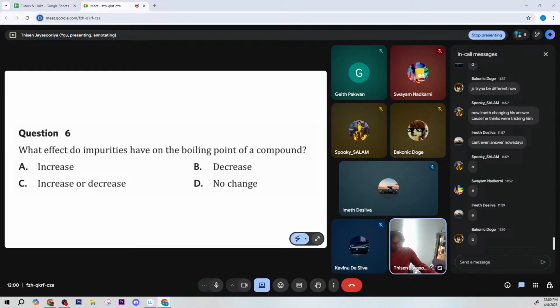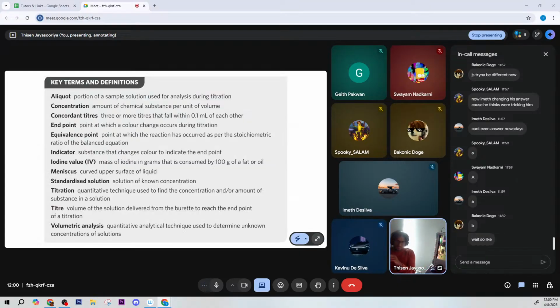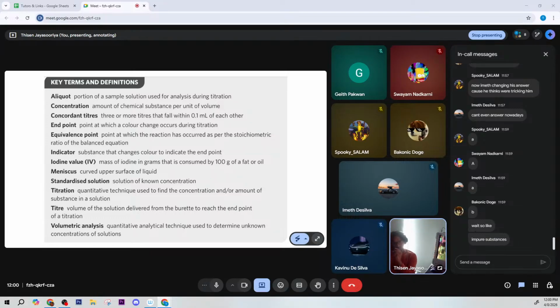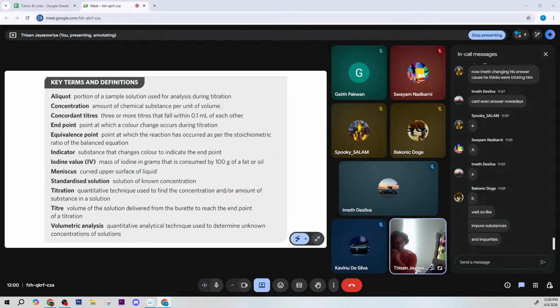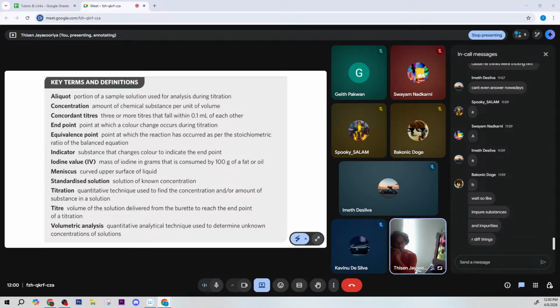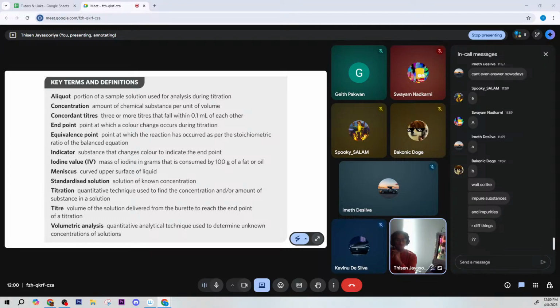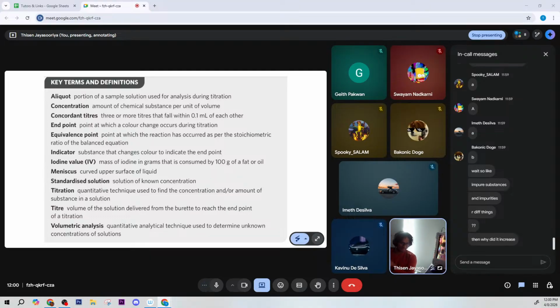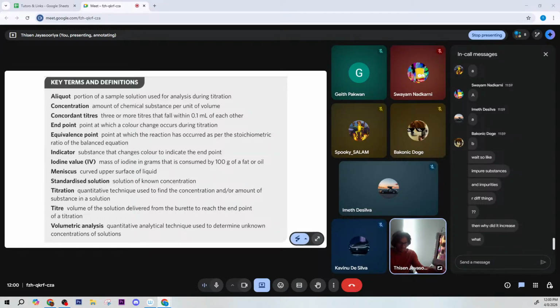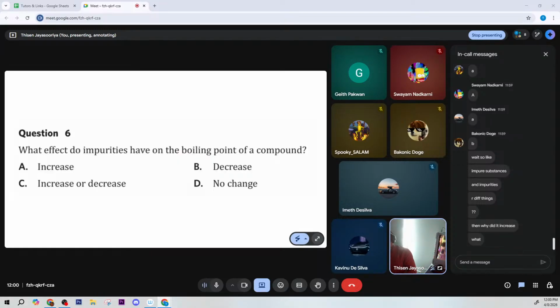So wait, so like impure substances and impurities are different things? No, impure substances and impurities are the same. So what causes an impure substance is impurities. So then why did it increase? Oh, why did it increase?